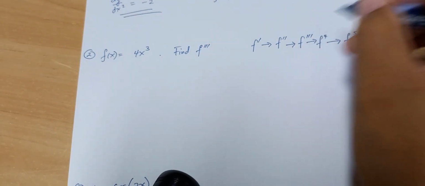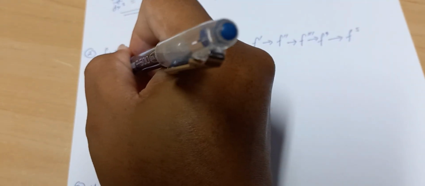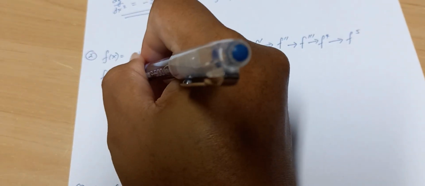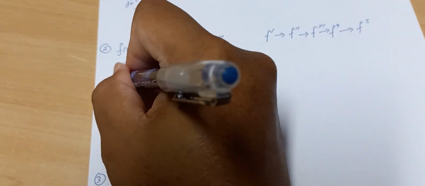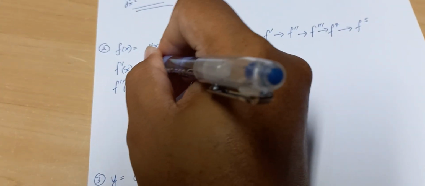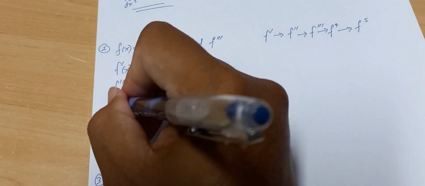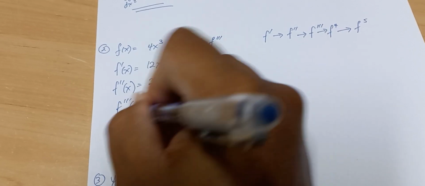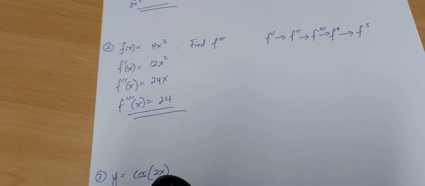If I find the third derivative of this function, we need to derive the first time. So 4 times 3 gets 12x squared. Then we derive that again, so 12 times 2 is 24x, and 2 minus 1 gives 1. And then for the last time, the third derivative would be just 24. That's how you do the higher order derivative.